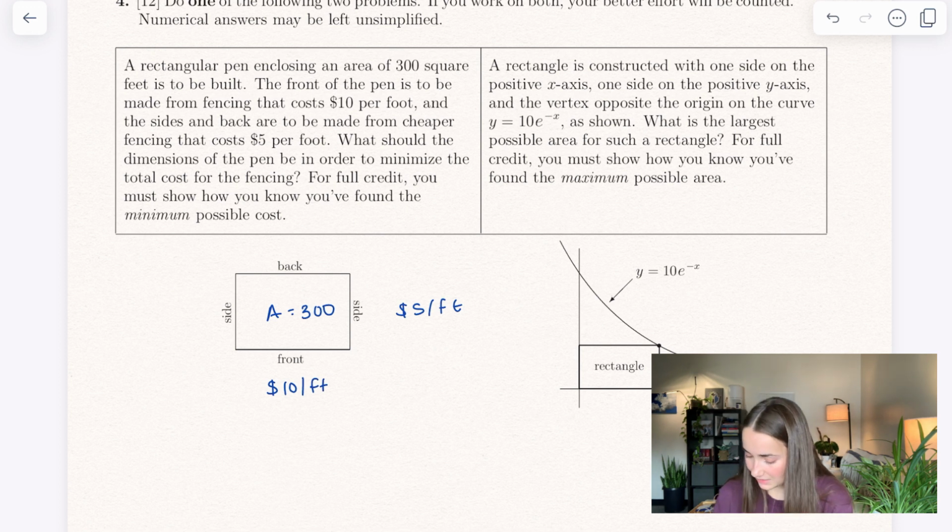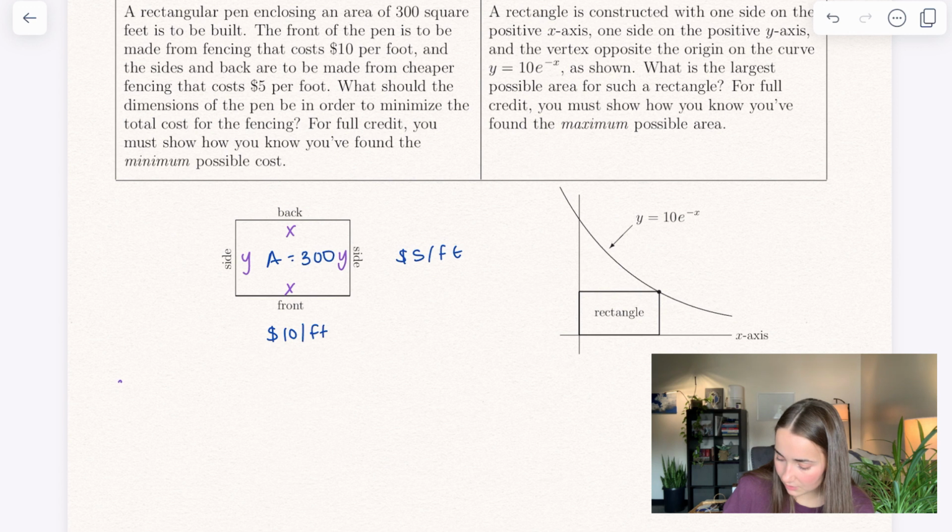So let's go ahead and do this thing. I'm going to go ahead and label all the sides. So I'll just call the front and the back x, and then I'll call the sides y. And what we're going to have here is the equation that we're trying to optimize, which in this case is going to be the cost. And we're also going to have our constraint, which is going to be the area. So let's go ahead and write this out.